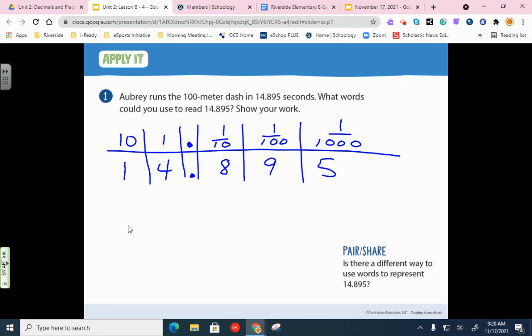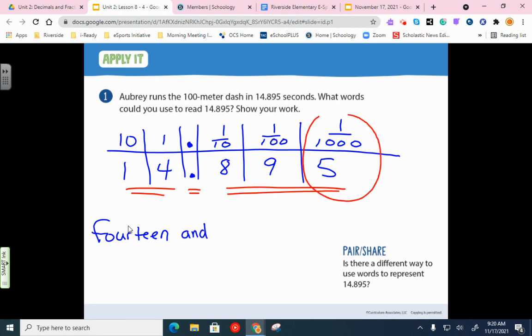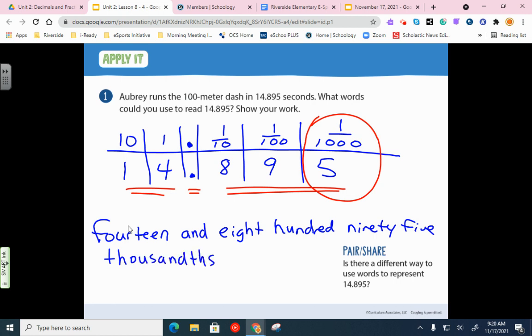So let's break this down like the warm-up. Our whole number portion is 14. The decimal point is the word and. And this last portion, we're naming it based on the least place value, which is thousandths. So this is 14 and 895 thousandths. There you go.